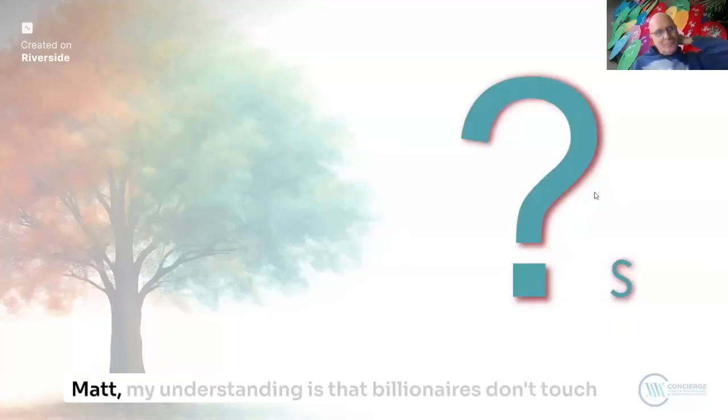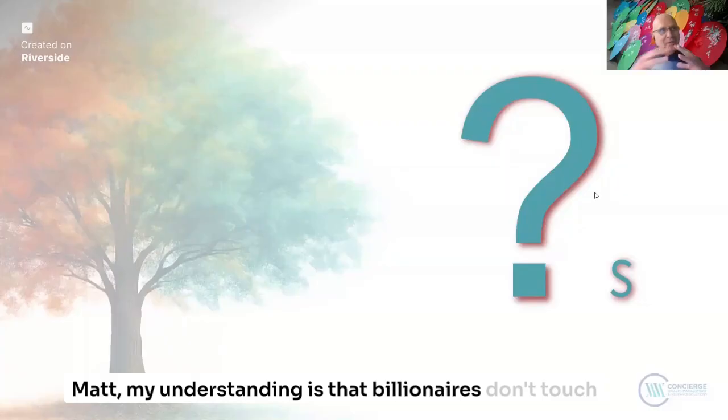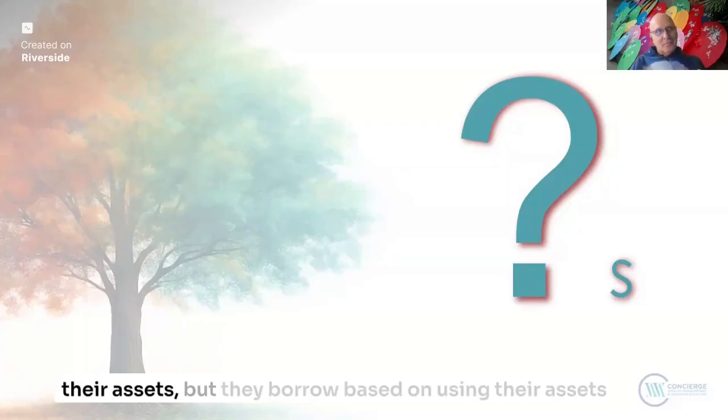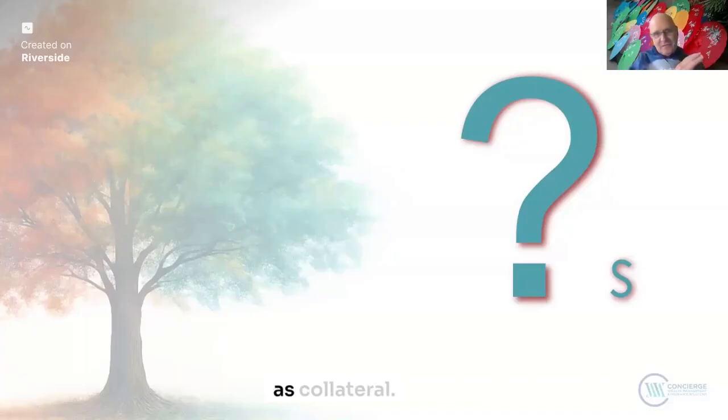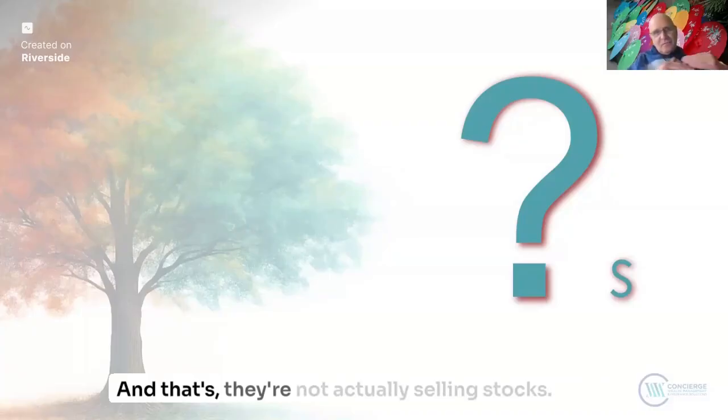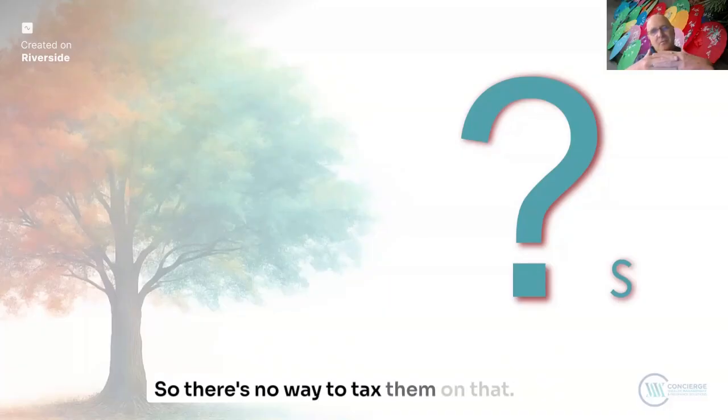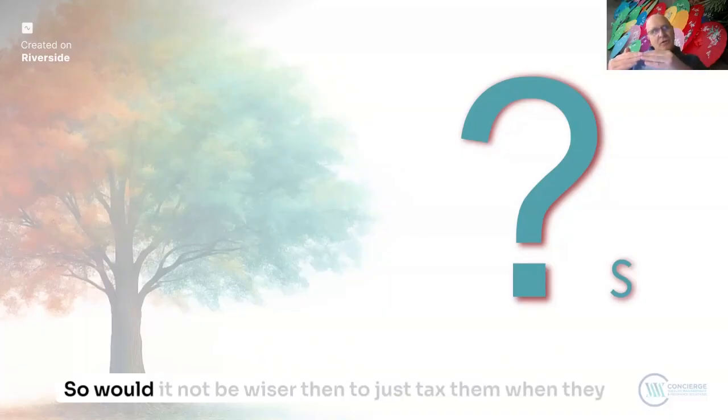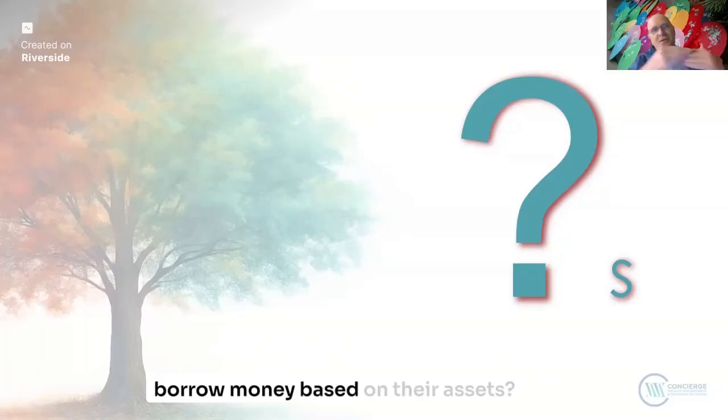Matt, my understanding is that billionaires don't touch their assets, but they borrow based on using their assets as collateral. And they're not actually selling stock, so there's no way to tax them on that. So would it not be wiser then to just tax them when they borrow money based on their assets?